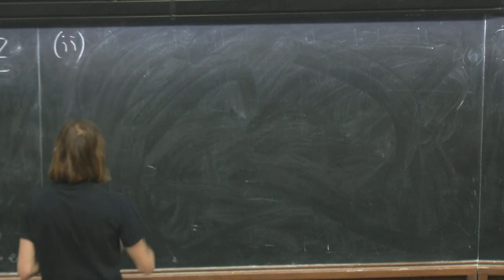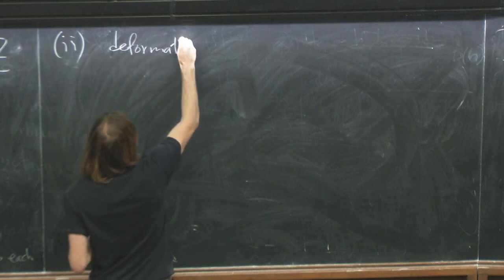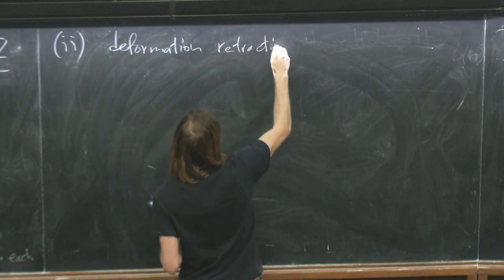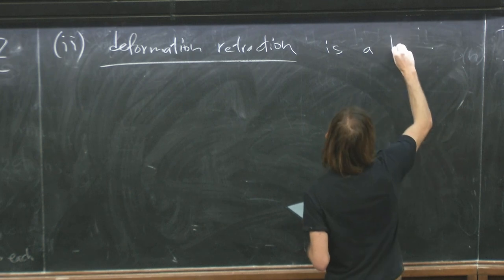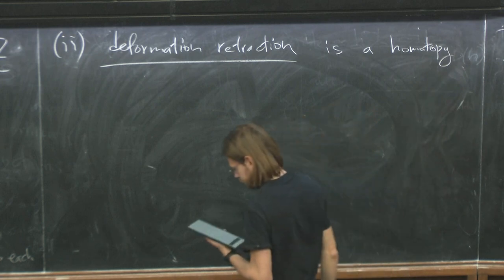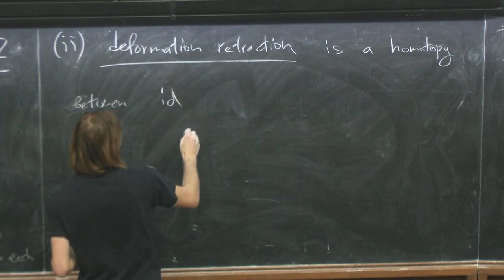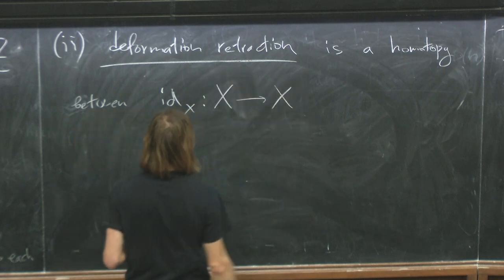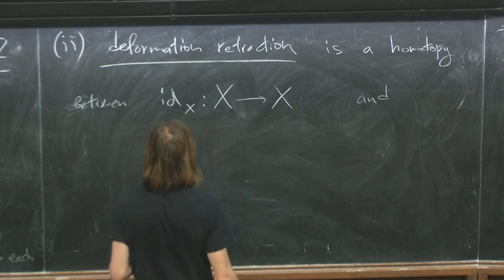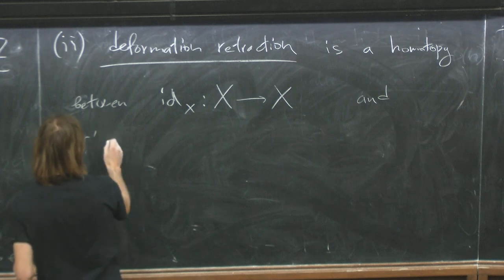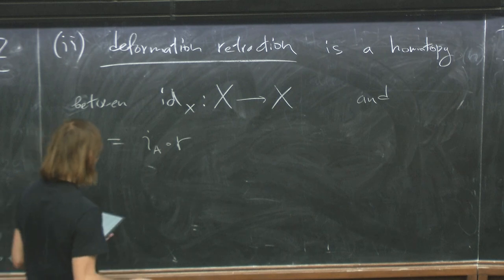The second part is a kind of stronger version of retraction. A deformation retraction is a homotopy between the identity, understood as the map from X to itself, and R prime, which is a composition of the pair of maps I_A and R.